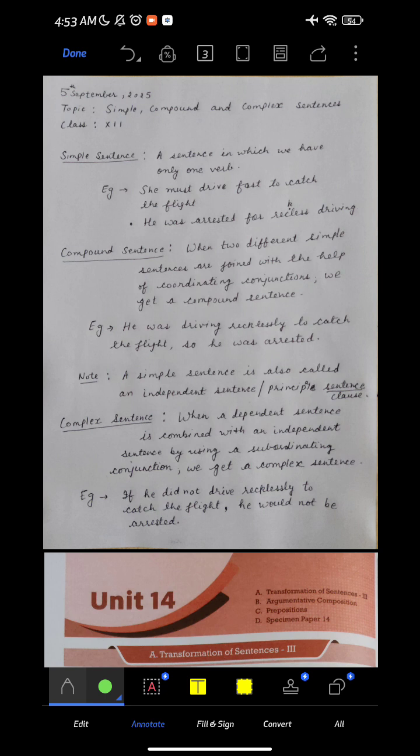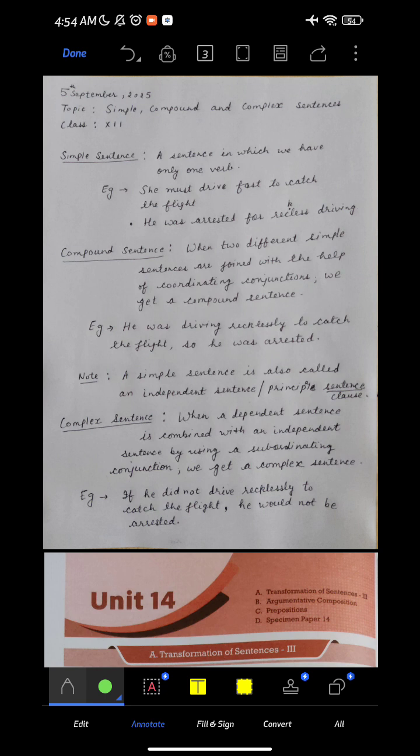So, I hope you have understood the lecture which was delivered yesterday. So, today, through this second lecture, we are going to discuss the topic simple, compound, and complex sentences. It is page number 214, unit 14.